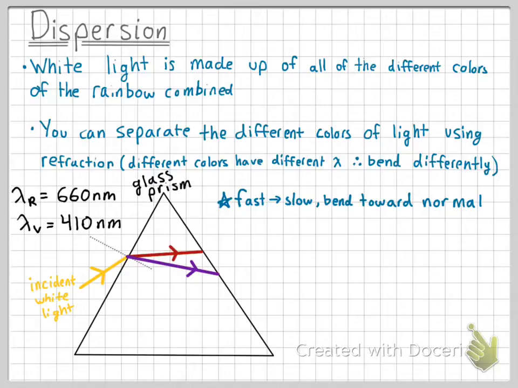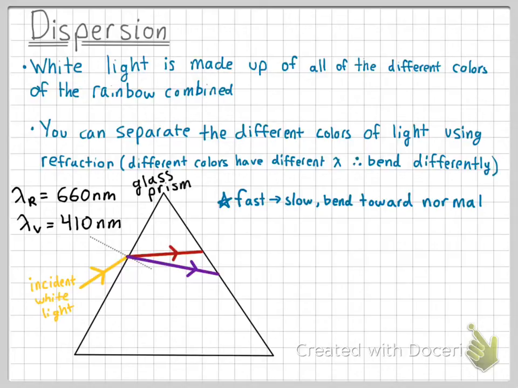Since red light has a wavelength of 660 nanometers and violet has a wavelength of 410 nanometers, the violet light bends more than the red light, which causes this separation. In these diagrams, we will only draw the red and violet light because these are on opposite ends of the rainbow color spectrum. Technically, there are also orange, yellow, green, blue, and indigo, but it is easier just to draw two ends of the color spectrum.